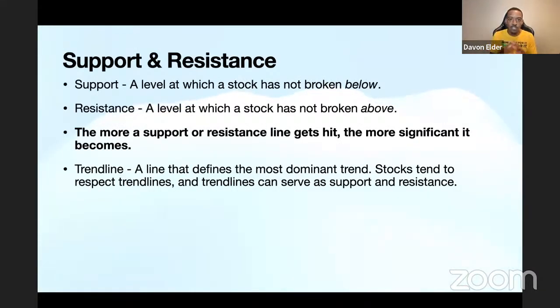Now, first thing is support and resistance. Very simple. Support is a level at which a stock has not broken below, and resistance is a level at which a stock has not broken above. The more a support or resistance line gets hit, the more significant it becomes. So when you see multiple touches on a resistance line, it's only a matter of time before the stock breaks above that resistance line. Same thing for support. The more that a stock hits that support level, it's only a matter of time before it breaks below.